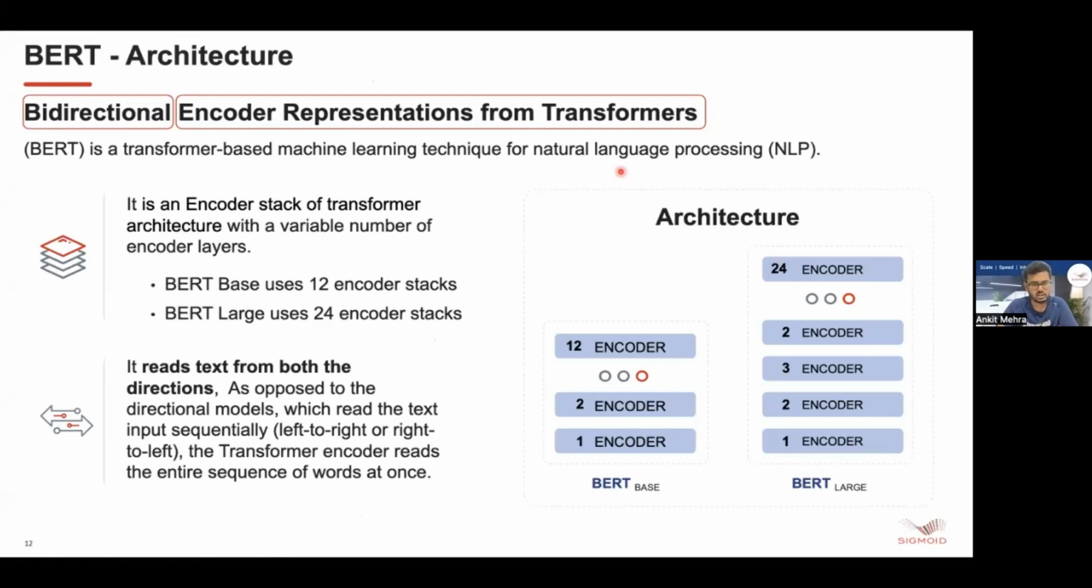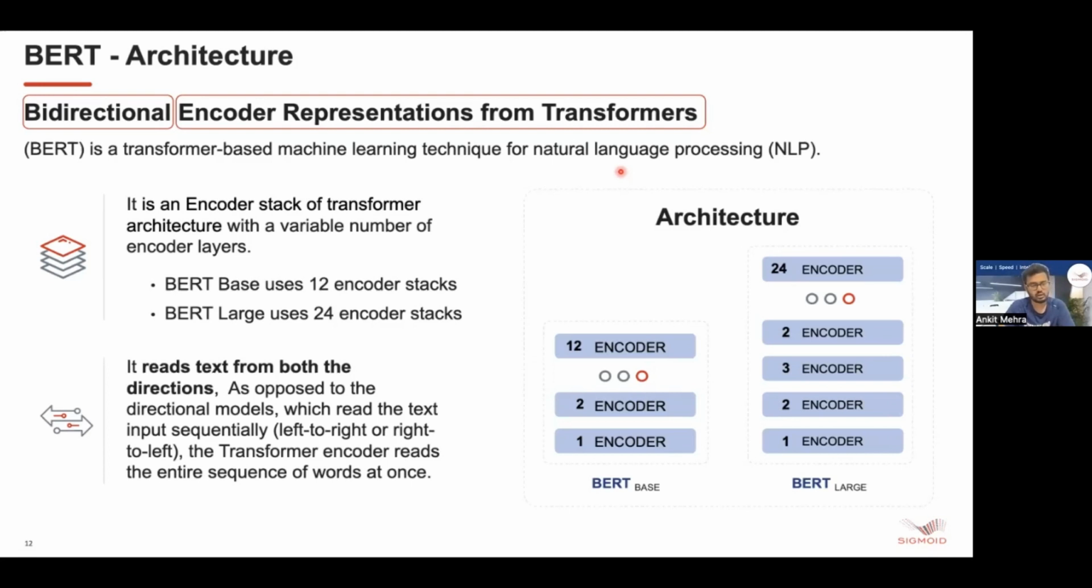It can be seen as an encoder stack of transformer architecture with a variable number of encoder layers. So we have two variants, BERT base and BERT large. BERT base uses 12 encoder layers, while BERT large uses 24 such layers. It also has bidirectional capability, which basically means that the model can take words from both sides. So this allows the model to read all the words in a sentence at once, which is not the case with the directional model, which can only process the data sequentially, either left to right or right to left.